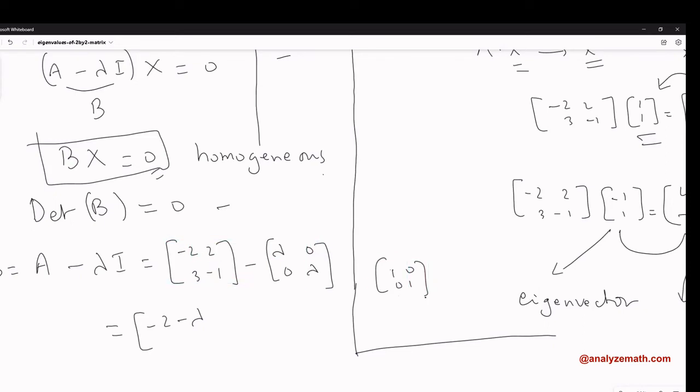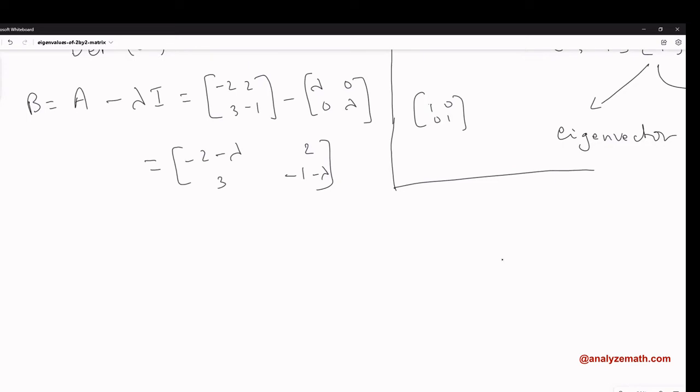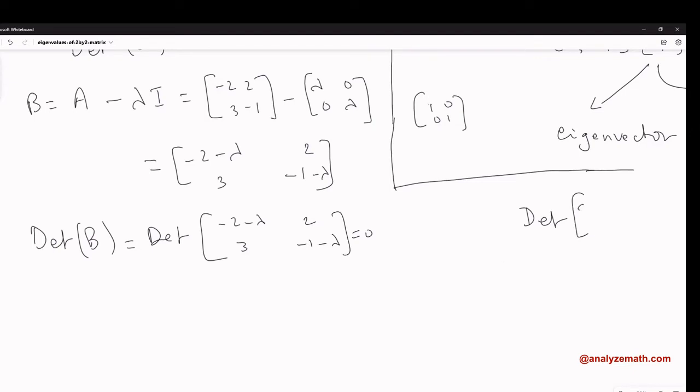2 minus 0. 3 minus 0. Negative 1 minus lambda. So it's a 2 by 2 matrix again. Now remember, we want the determinant of B, which is the determinant of negative 2 minus lambda, 2, 3, negative 1 minus lambda, to be 0. Now let's review the determinant of a 2 by 2 matrix. The determinant of a 2 by 2 matrix is A multiplied by D minus B multiplied by C.